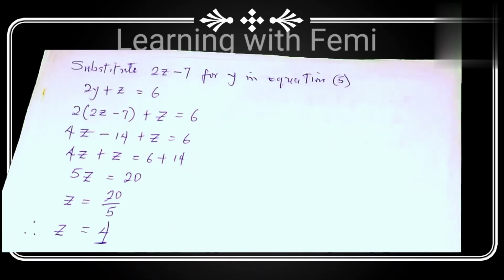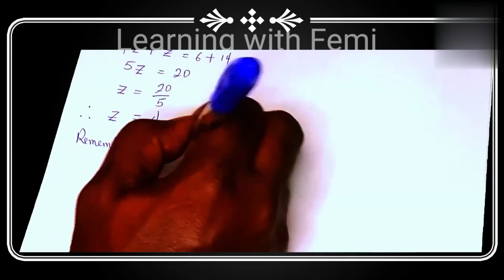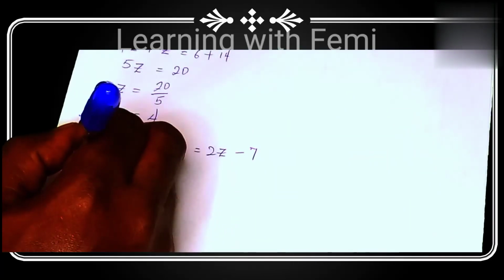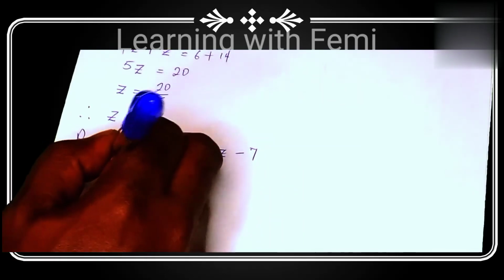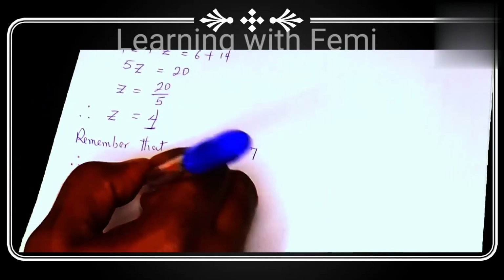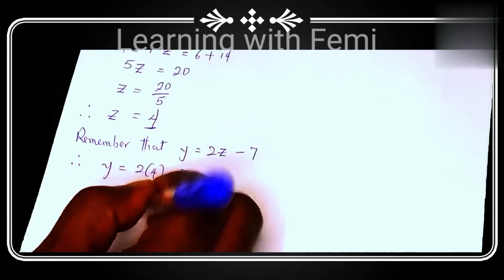Now, it is very easy to now find out the value of y since we have z equals 4. Remember that we have found y to be equal to 2z minus 7. Therefore, y equals 2 into 4 minus 7, since z is equal to 4. Y then equals 8 minus 7. Y equals 1.